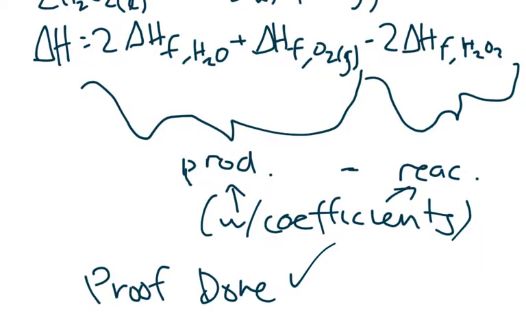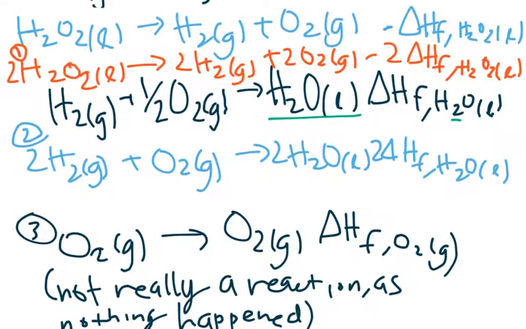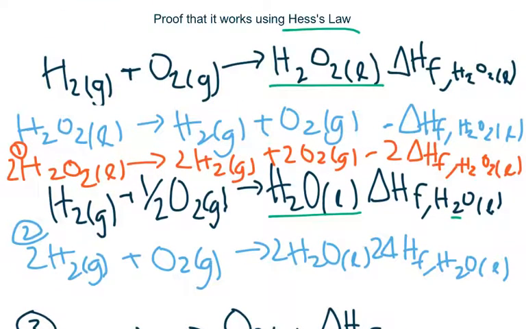So, the first step is to write out all the ΔHf reactions for each of the chemicals. So we have H2O2, H2O, and O2. So we know that H2O2 is on the left-hand side, and it has to be a 2. So I flipped the reaction, so I had to negate the ΔHf, and I doubled everything, so it's going to be negative 2 times the ΔHf for liquid hydrogen peroxide. So this will be the reaction number 1 that we are going to look at.